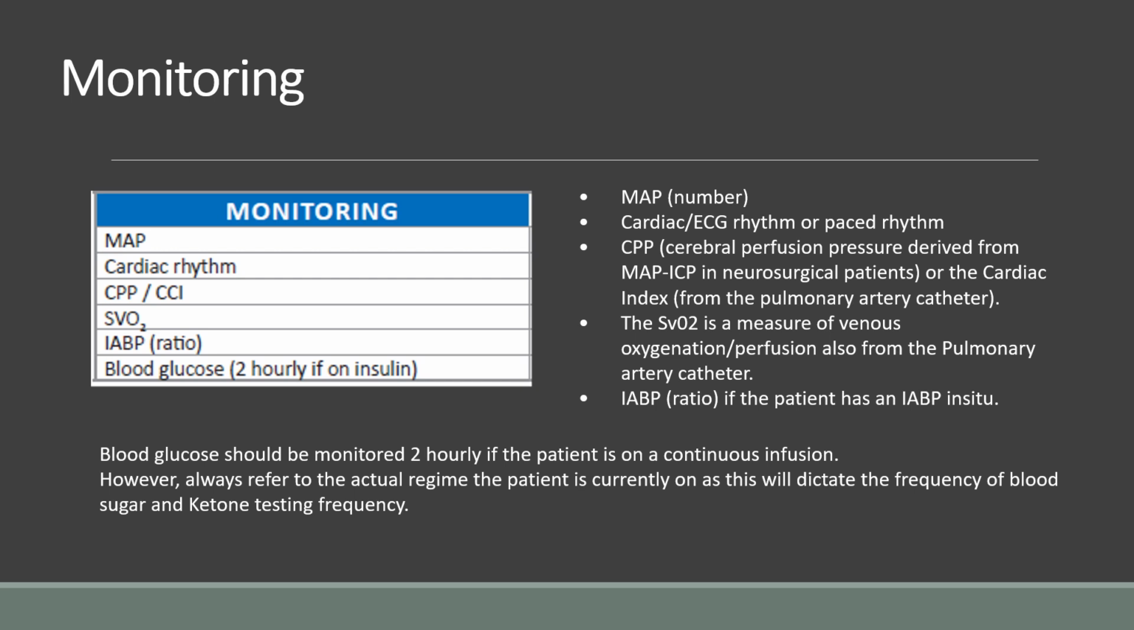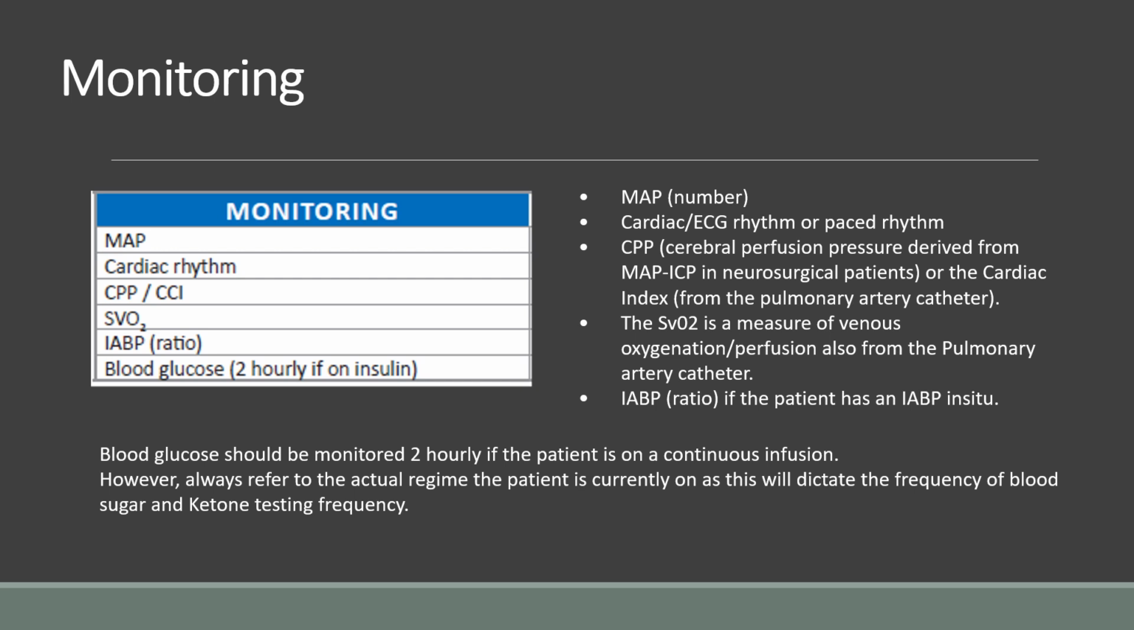And this is taken from something called a pulmonary artery catheter. You won't see these during your orientation unless you have come from another ICU. These are very, very sick cardiac patients. The SVO2 measurement there is a measure of venous oxygenation. It's also a sort of surrogate measure of perfusion, and that as well comes from the pulmonary artery catheter in these very sick cardiac patients.